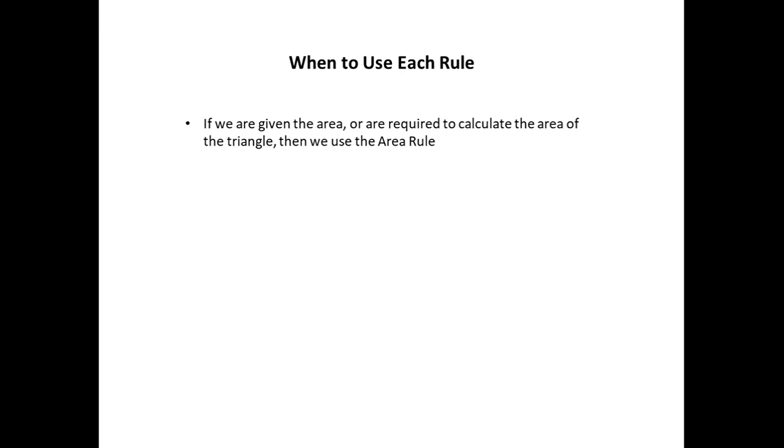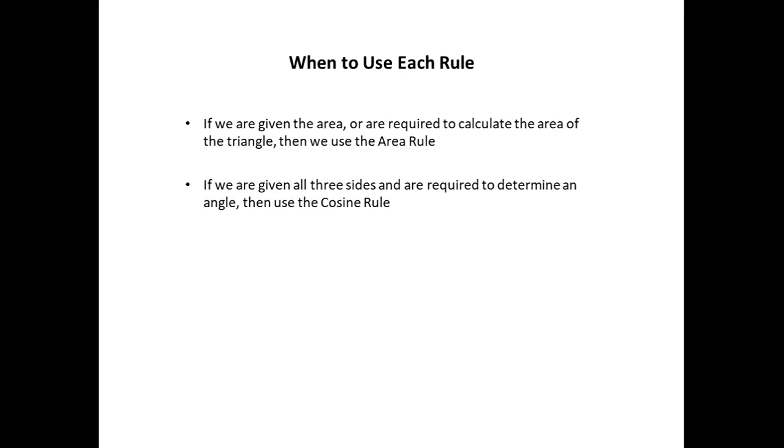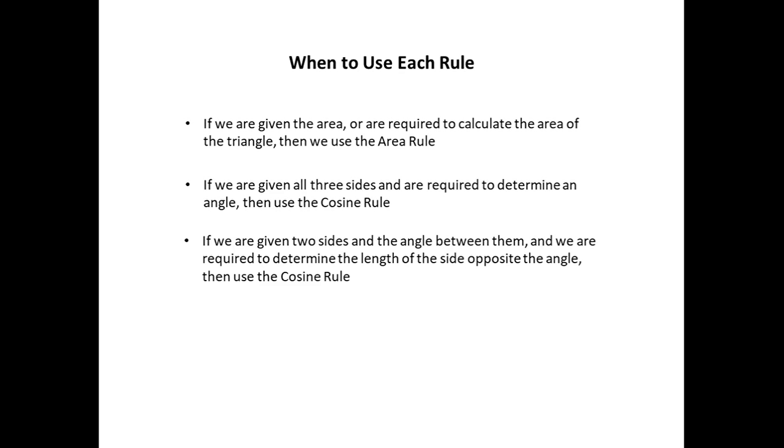Right. When to use each rule. If we are given the area, or we are required to calculate the area of a triangle, then we use the area rule. Who would have thought? If we are given all three sides and are required to determine an angle, then we use the cosine rule. If we are given two sides and the angle between them, and we are required to determine the length of the side opposite that angle, well, then we use the cosine rule.